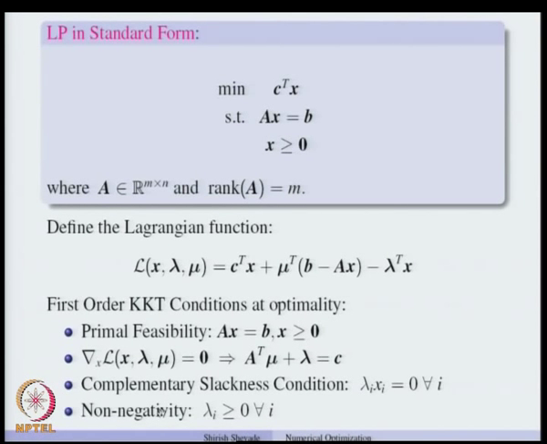There are also non-negativity constraints, that is, lambda_i is non-negative for all i. So, all these conditions should be satisfied by any optimal point x, lambda, mu. And in today's class, we will see how to get a solution of the linear program by making use of these optimality conditions.